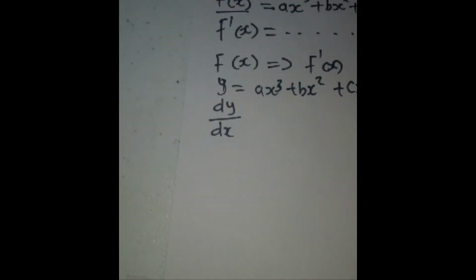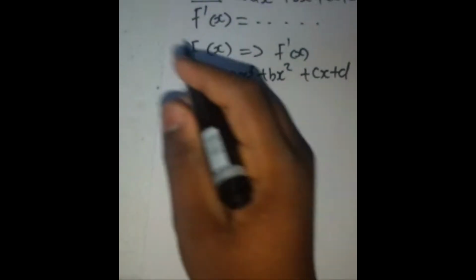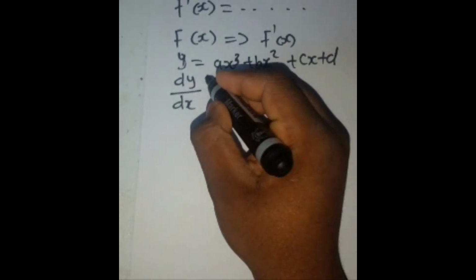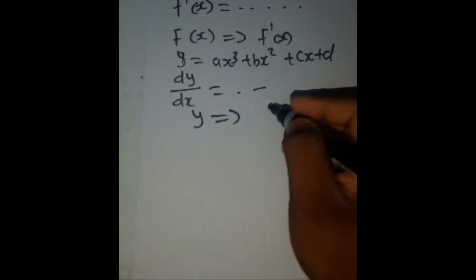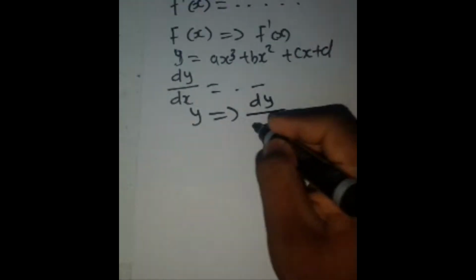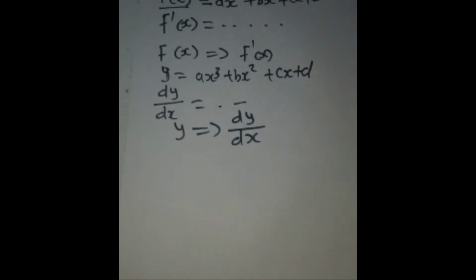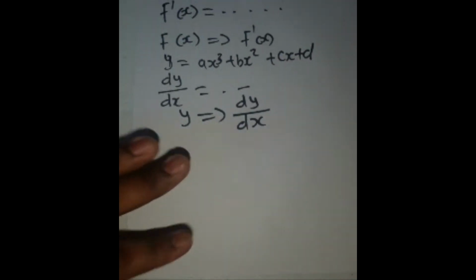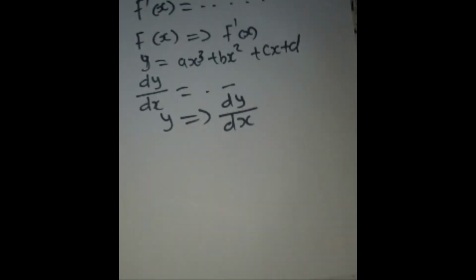And then now this is another notation, number 2. So now if they say y, the notation is dy over dx. That's how you show the notations there. Okay, and then now we have another notation.